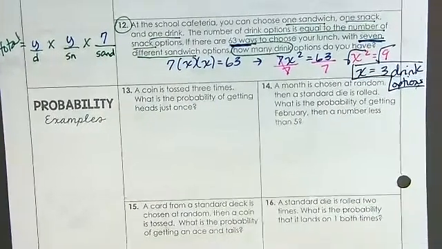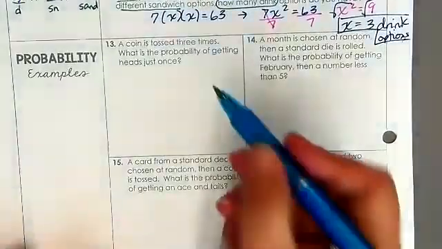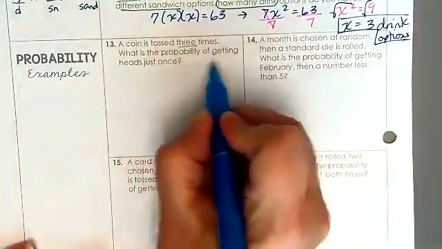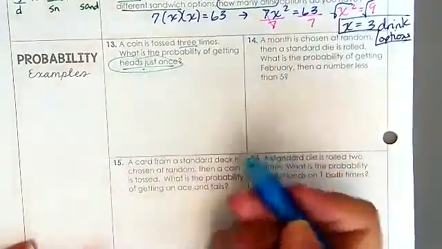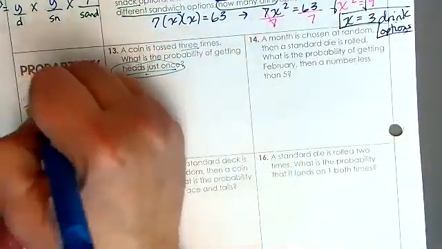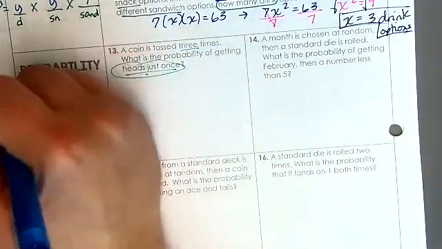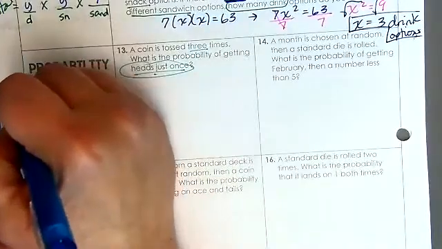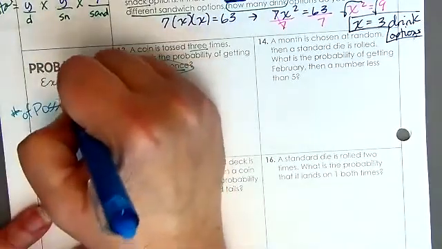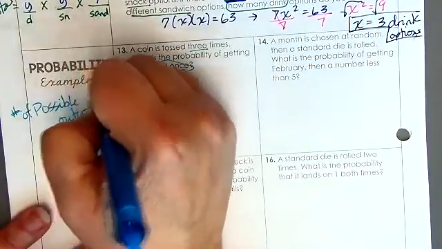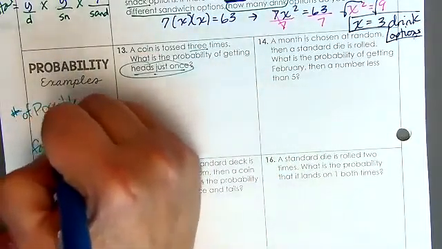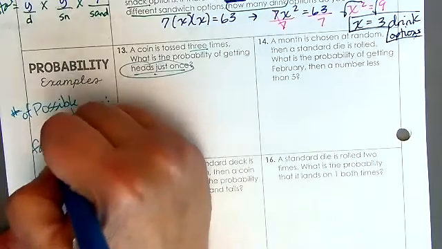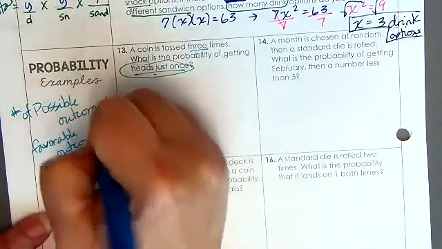All right. 13. A coin is tossed 3 times. What is the probability of getting a heads just once? So we want heads once, but it's tossed 3 times. Well, you need to always list the number of possible outcomes, and then list the favorable outcomes, the ones that you want.